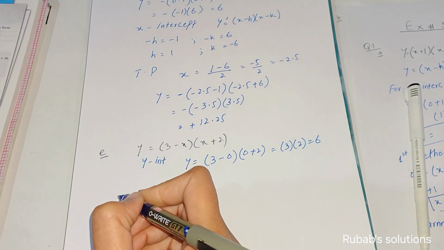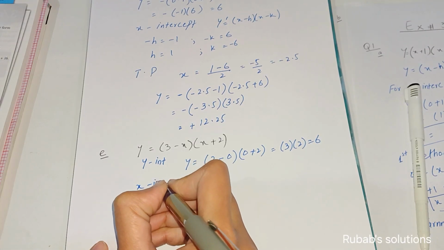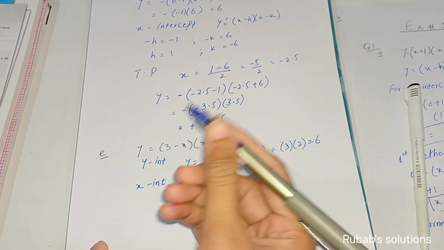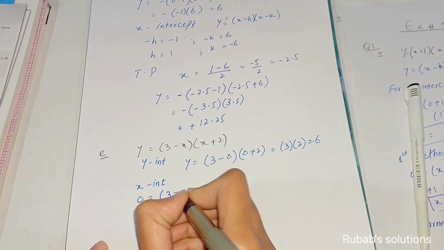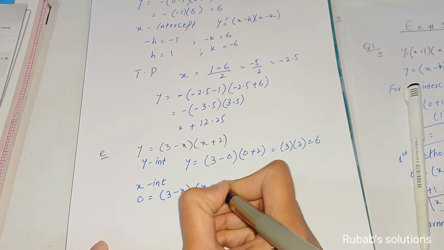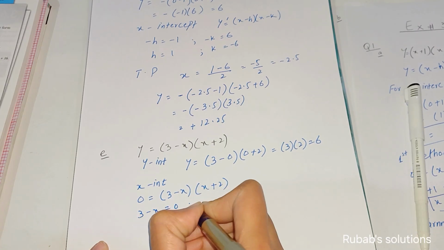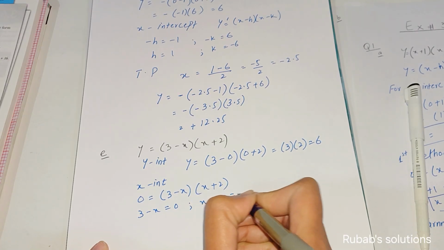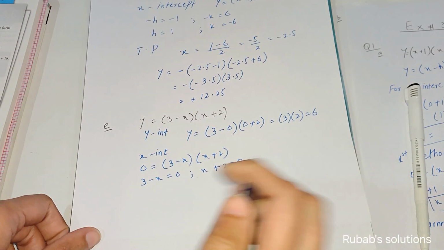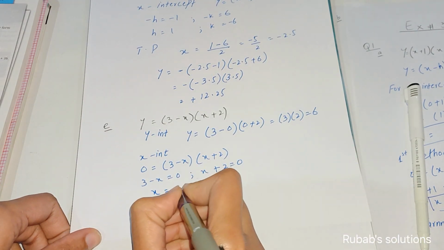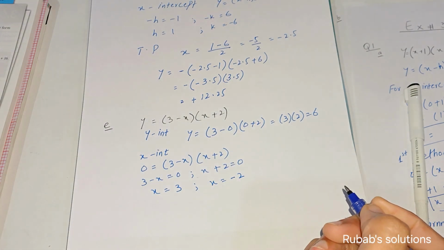The next one is the x-intercept. For the x-intercept I have to put y equal to 0. So (3 minus x)(x plus 2) equals 0. That means 3 minus x is equal to 0 and x plus 2 is equal to 0. So from here x will shift to the other side, so the value of x will be 3, and from the other factor x is equal to -2.